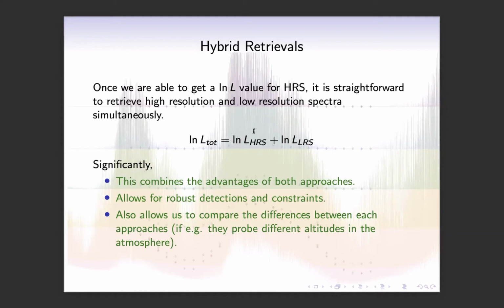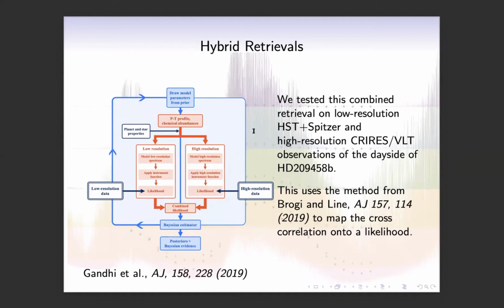And the procedure to combine them is essentially you split the process into two. What we've been doing for high res is very easy to just do the same thing for low res. And then you just add up the likelihoods at the end. Sorry, add up the log likelihoods at the end. And we tested this using HST, Spitzer and then CRIRES VLT observations on HD209, and then used the Brogi line method to map the cross-correlation to the likelihood.